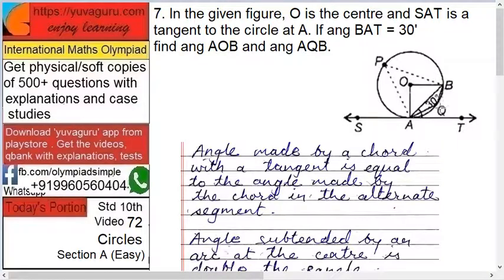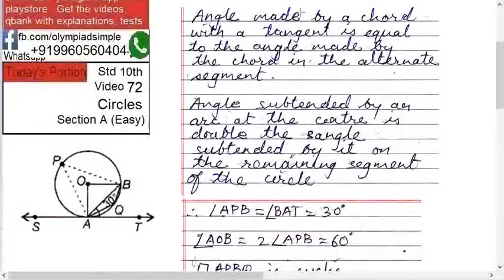QB, this angle. Okay. Now remember two theorems. Angle made by a chord with the tangent is equal to the angle made by the chord in the alternate segment. This is what is called the alternate segment theorem. We have done this in video number 71 earlier. Kindly follow that. It's too long for explanation, right? So this angle will be equal to the angle APB, right? That's because of alternate segments.